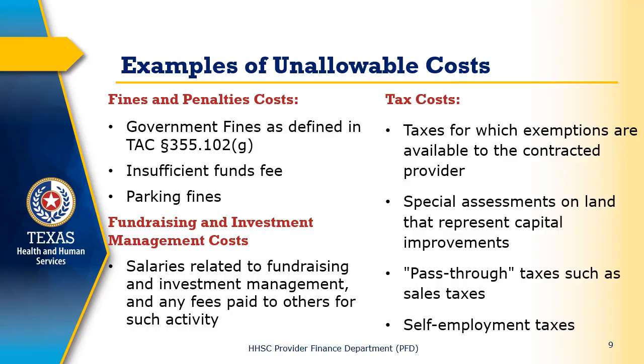Refer to TAC Rules 355.102 and 355.103 for detailed guidance on what qualifies as unallowable costs. This concludes the discussion on unallowable costs.